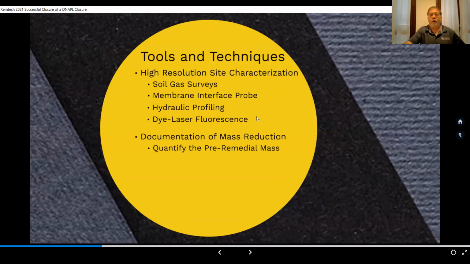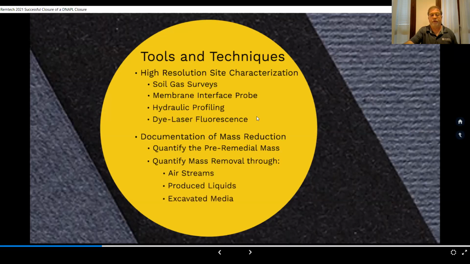Then the next important part is documenting the mass reduction. So you have to quantify, and this is probably the hardest step, the pre-remedial mass. So how much mass was in place and how much can you destroy? And so quantify the mass removal that comes from every media that you treat. So if you have air streams that come out of SVE systems, monitor the concentration of those streams so you can calculate what the mass is. If you have produced liquids, you can understand how to get the mass out of those pretty easily. If you excavate media, understand how much of the mass you excavated there.